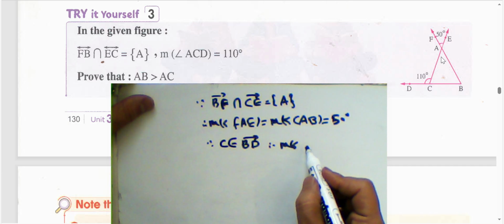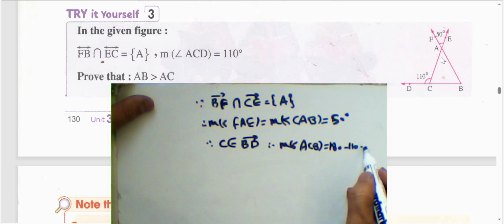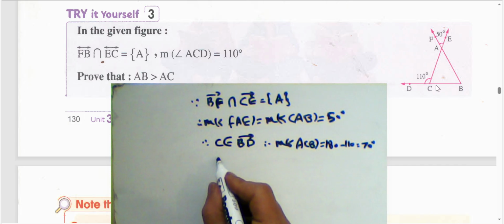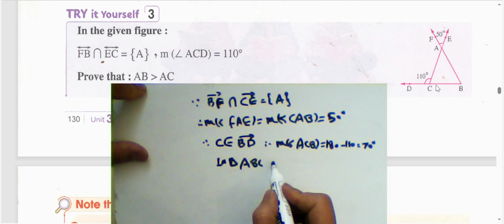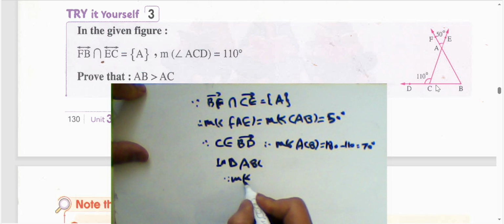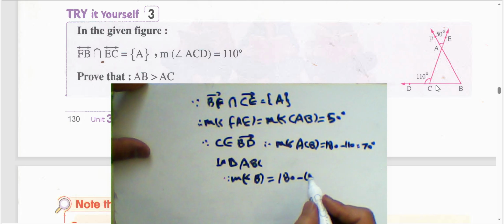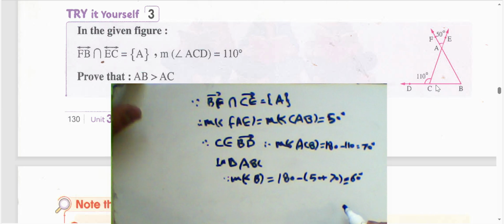The measure of angle ACB equals 180 minus 110, which is 70 degrees. This angle is 70. Then in triangle ABC, the sum of interior angles equals 180. In this triangle, the measure of angle B equals 180 minus the sum of the interior angles 50 plus 70. 50 plus 70 is 120, and 180 minus 120 equals 60 degrees. This angle B will be 60 degrees.